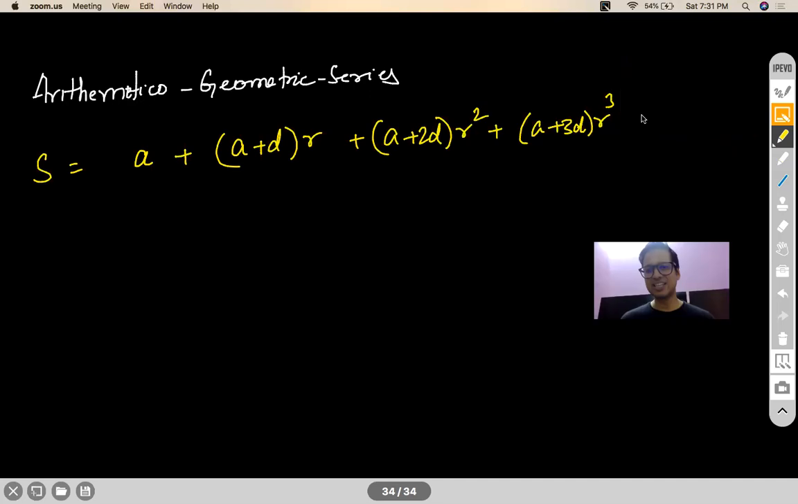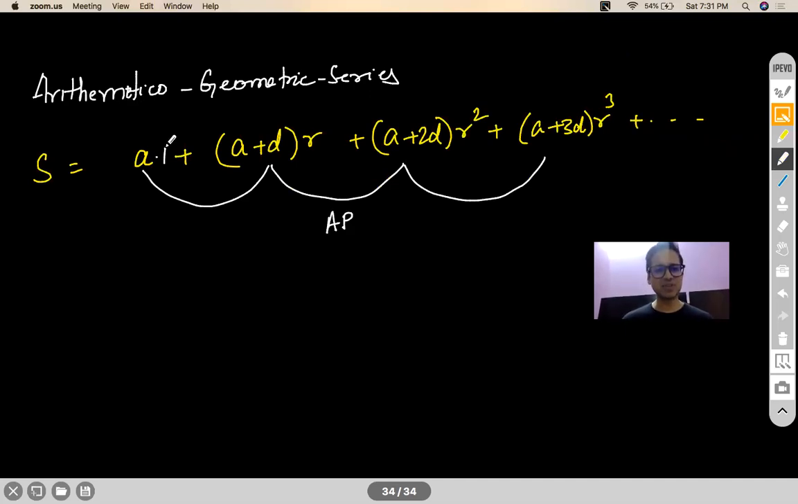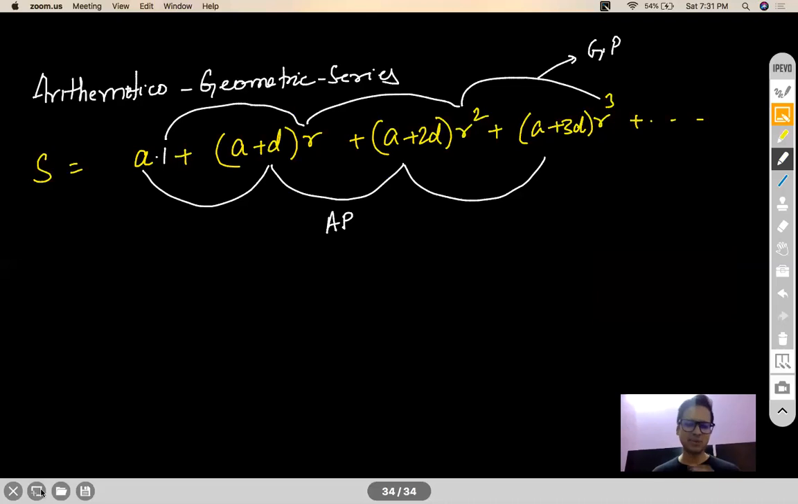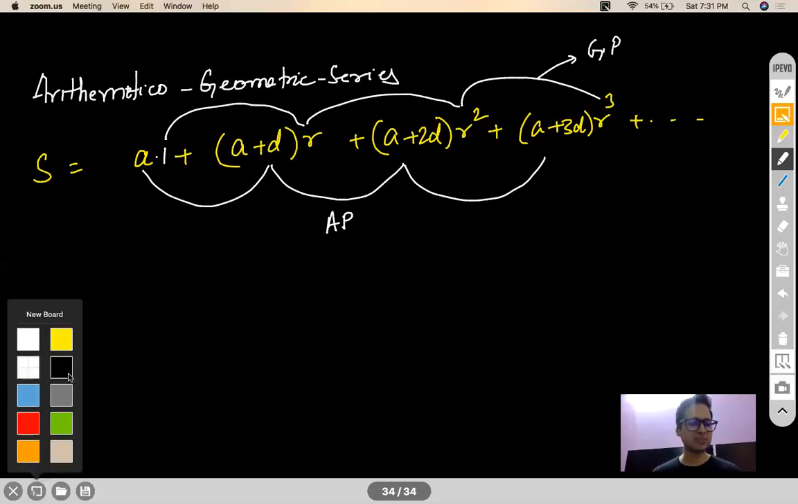Okay. So here you realize that these terms are going in AP. And these terms, let's say start with 1, r, r square, r cube, etc. They are going in a GP. So what is the way to sum this kind of a series? Let us understand with a simple problem. Just one problem we'll take up, and that would be good enough for you to understand that concept.